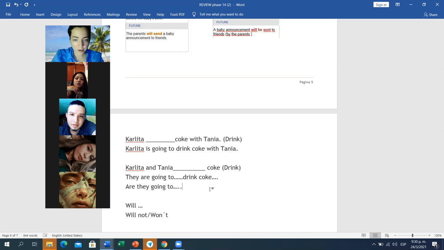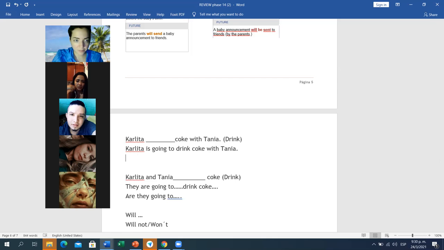What about here? ¿Cómo será esto aquí? The question. Is Carlita going to drink coke with Tania? Yeah, excellent. Ahora sustituyendo a Carlita, ¿qué sujeto es? She. Is she going to drink? Both are correct. Excellent. Questions?